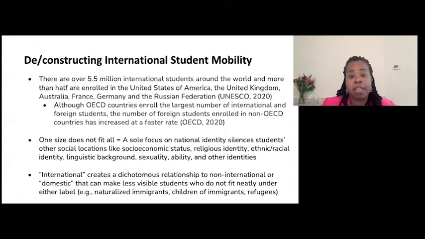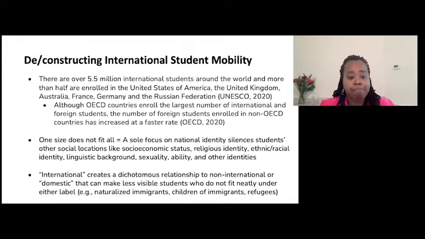As another example, the sole focus on national identity of international students also often ignores student socioeconomic status, racial identity, ethnic racial identity, linguistic background, religious identity, sexuality, ability, and other social locations. Not acknowledging sociocultural factors and identity beyond national origin presents students as one-dimensional and wrongly suggests that there can be a one-size-fits-all approach to meeting international students' educational needs. It should not be assumed that all international students share common characteristics or experiences beyond a shared student visa status. And by removing this assumption, scholars can acknowledge that international students experience multiple points of privilege and oppression given their intersecting identities at different points in time.